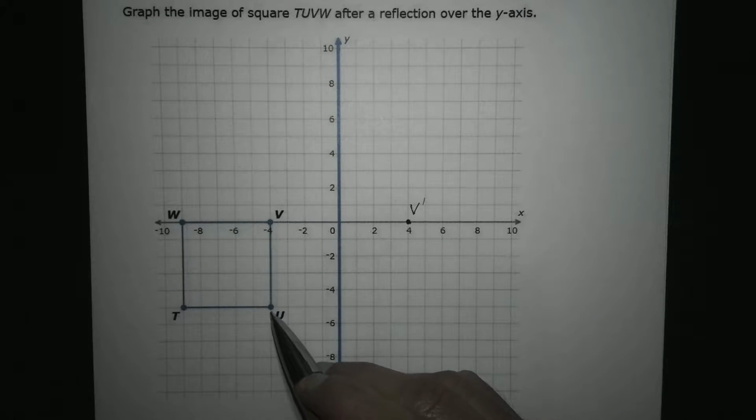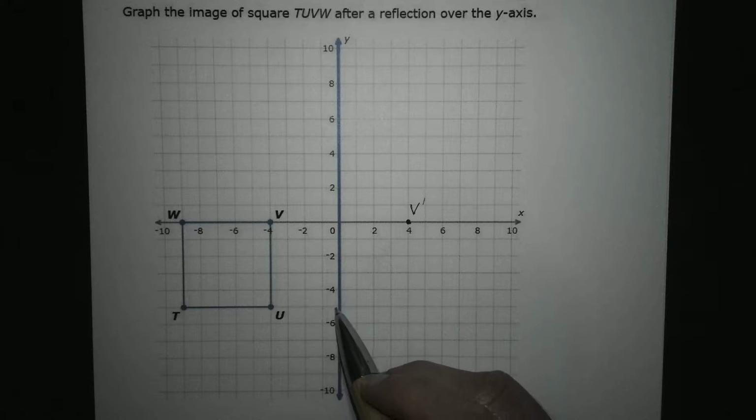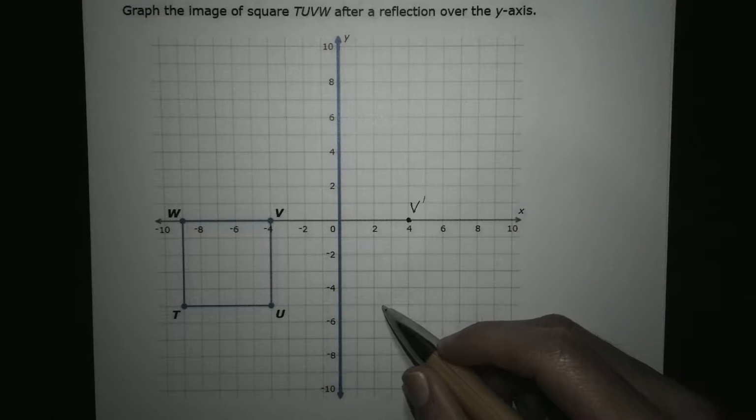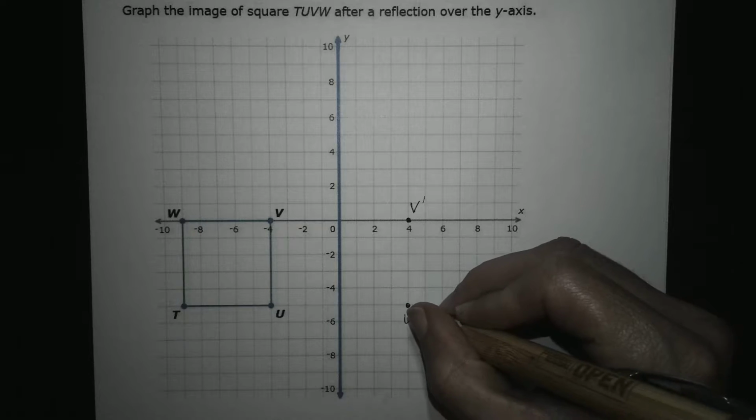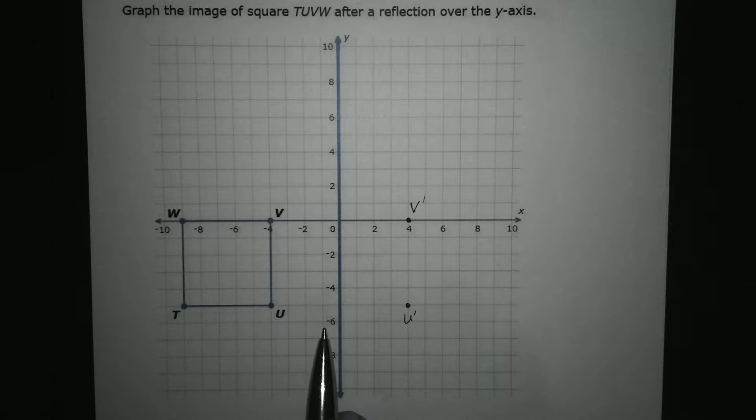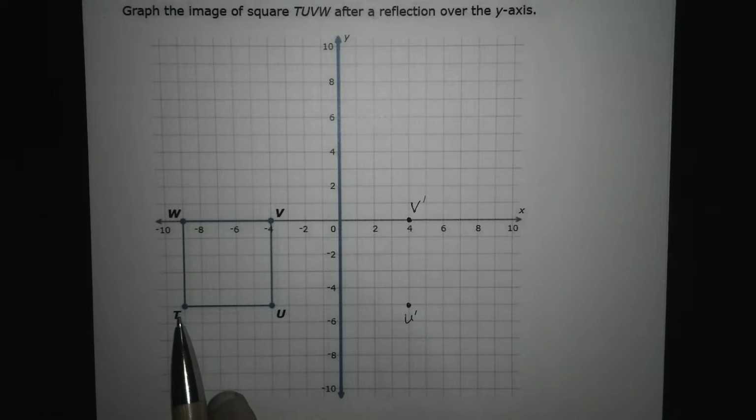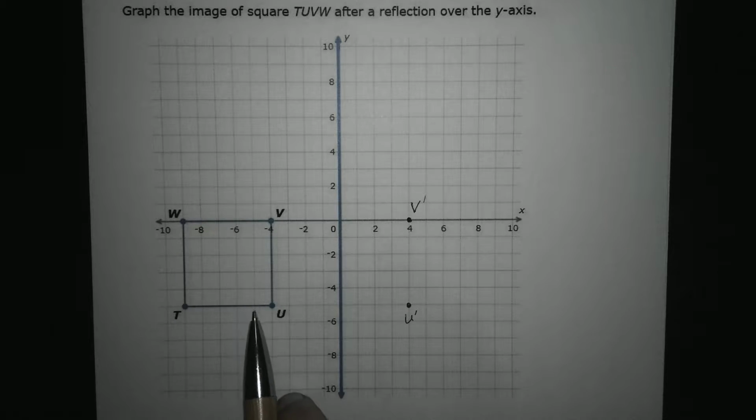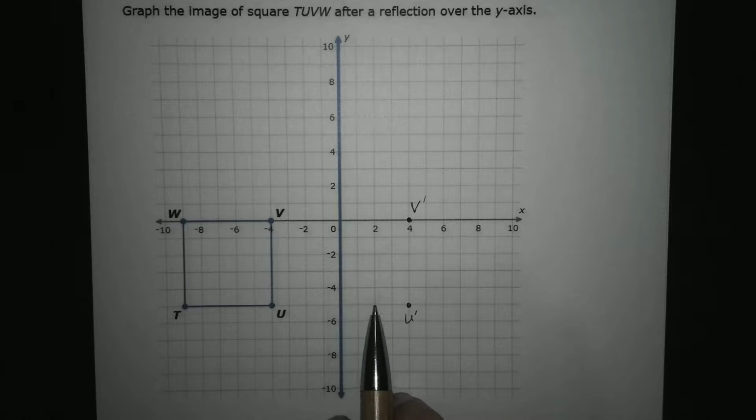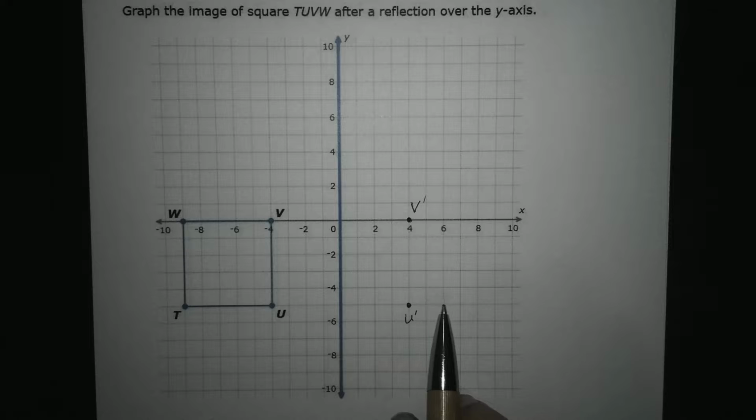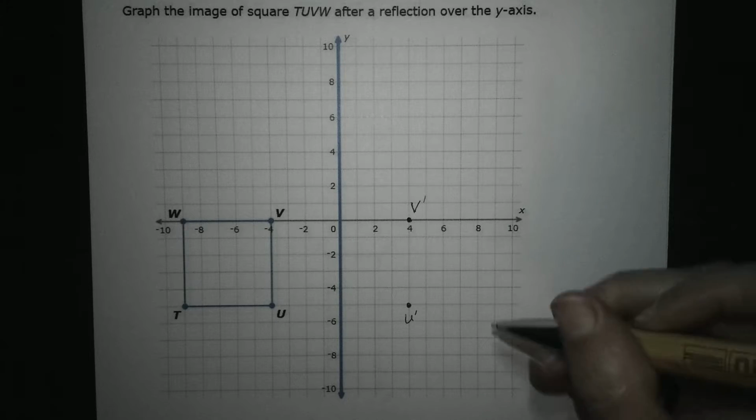Okay, I can do the same thing with U. 1, 2, 3, 4. And again, I'll mark that U prime. T is going to be further. It's further from the line, so it'll be further to this side. So 1, 2, 3, 4, 5, 6, 7, 8, 9.